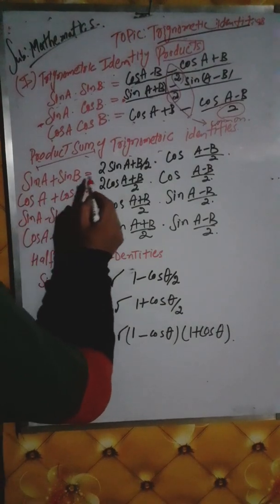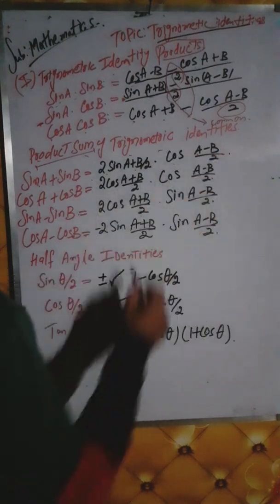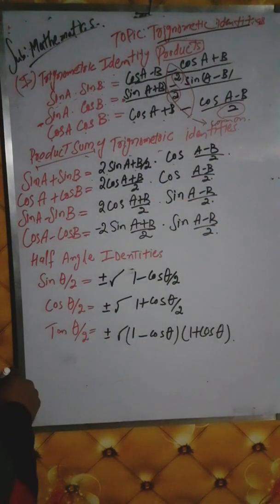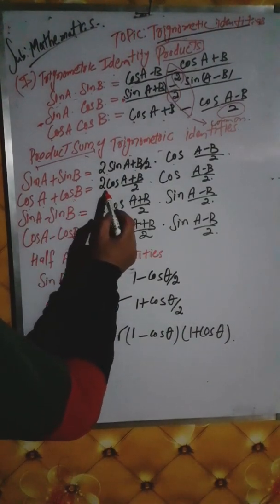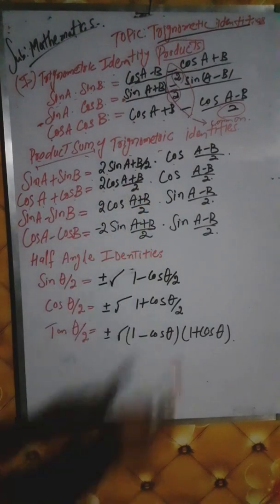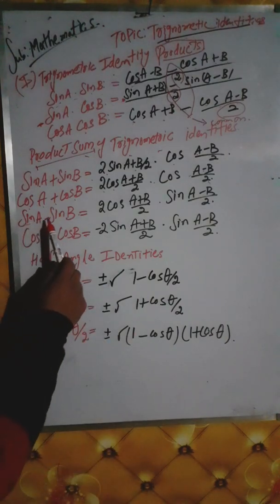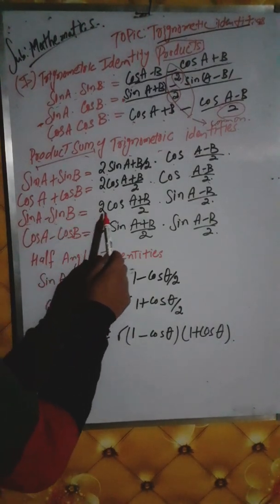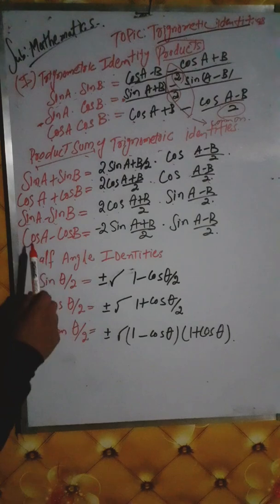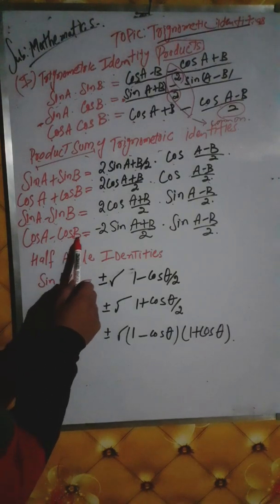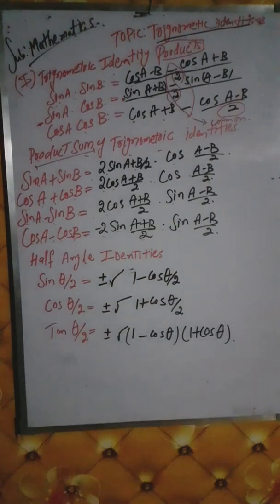I have sin A plus sin B, which is equal to twice sin((A plus B) by 2) times cos((A minus B) by 2). I have cos A plus cos B, which is equal to twice cos((A plus B) by 2) times cos((A minus B) by 2). I have sin A minus sin B, which is twice cos((A plus B) by 2) sin((A minus B) by 2). Cos A minus cos B is equal to minus twice sin((A plus B) by 2) times sin((A minus B) by 2).